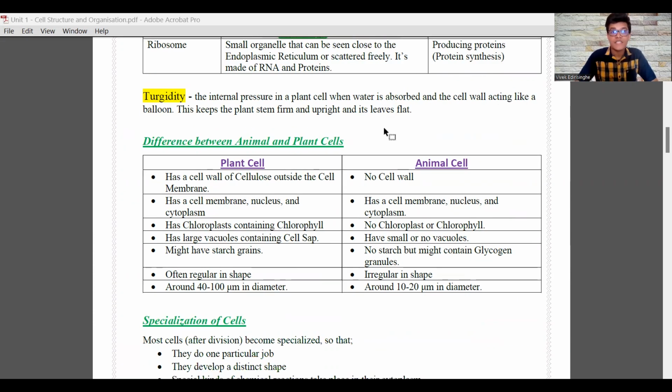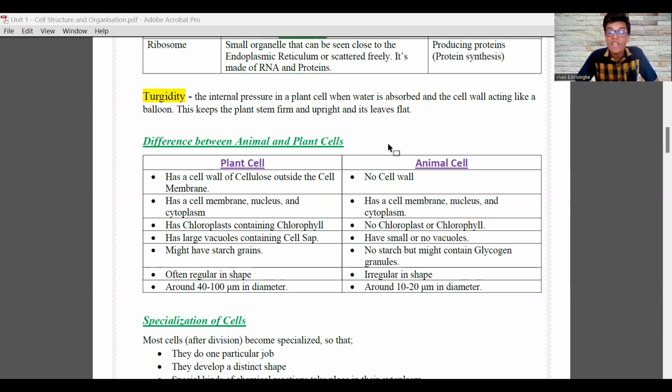Moving on to differences between animal and plant cells. A plant cell has a cell wall made of cellulose outside the cell membrane. An animal cell, of course, has no cell wall. Both animal and plant cells have a cell membrane, nucleus, and cytoplasm. Only plant cells have chloroplasts that contain chlorophyll for starch production. Animal cells do not have chloroplasts.